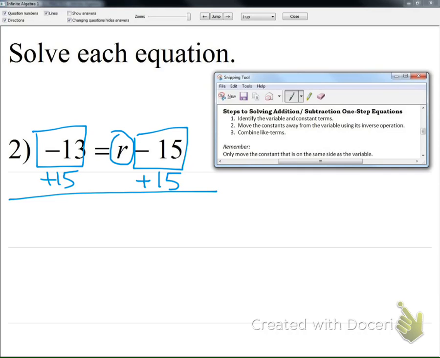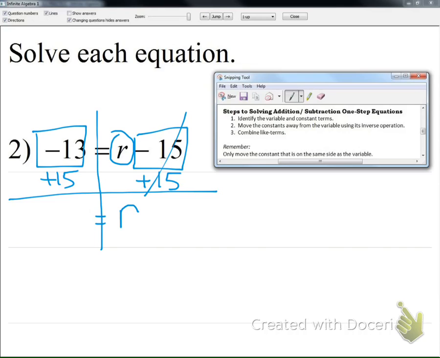I draw a big fat line and I'm ready to combine. So when I combine the -15 and the +15, they cancel out and equal 0. So the only thing on my right-hand side of the equation is just that r variable. Do copy down and bring down your equal sign. That's important. I see some people draw a line that separates the left and right-hand side of the equation. That's fine, and that helps.